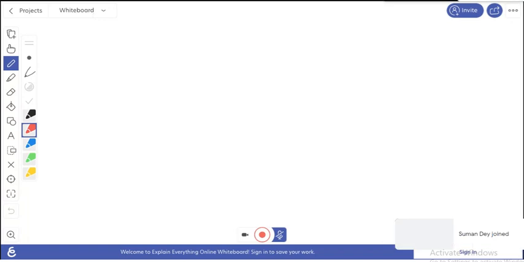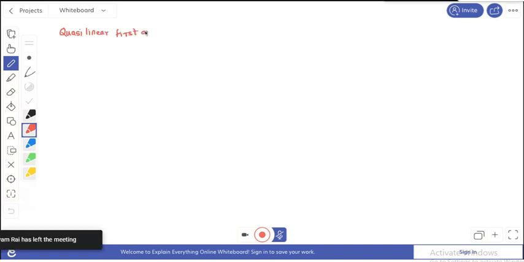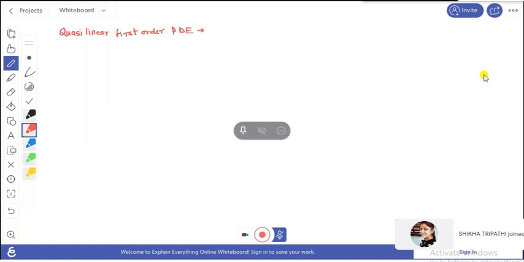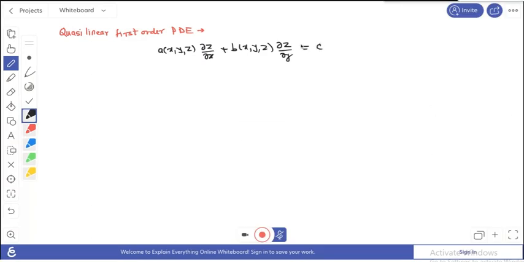Okay, so here the title of this lecture is quasi-linear, that is first order partial differential equation. Okay, so a, b, c are the functions of x, y, and z. Okay, so this is the general form of quasi-linear first order partial differential equation.